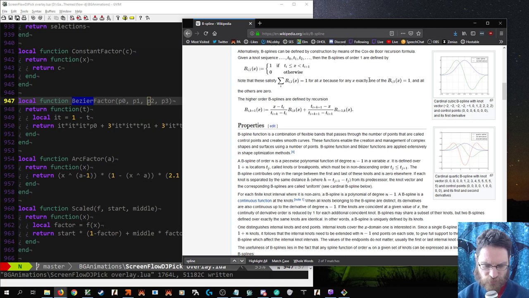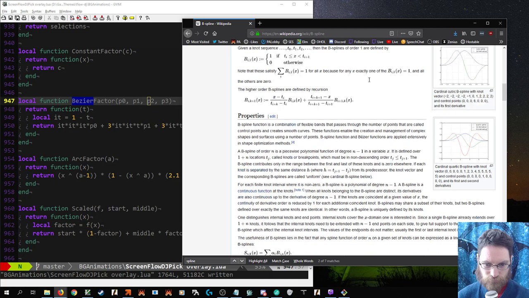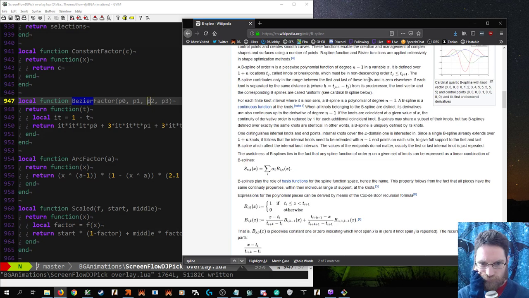Separated by the same distance from its predecessor. That's a specific subset of uniform. Non-zero is a polynomial of degree n minus 1. The knots, when all knots belong to the same B-spline, are distinct. Uniquely defined by its knots.